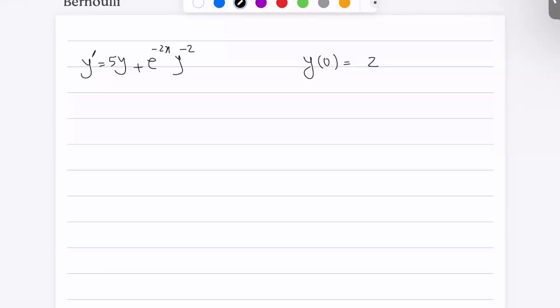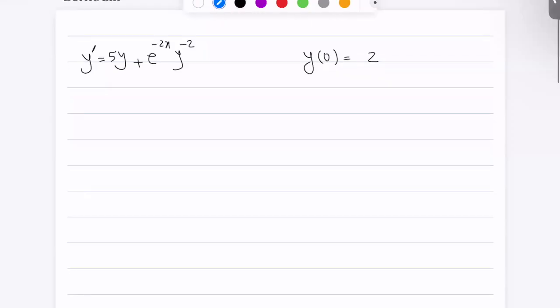Today we have this first order differential equation, y prime equals 5y plus e to the negative 2x times y to the negative 2, with the initial value y(0) = 2. We want to solve this differential equation. First, we're going to rewrite this in the standard form.